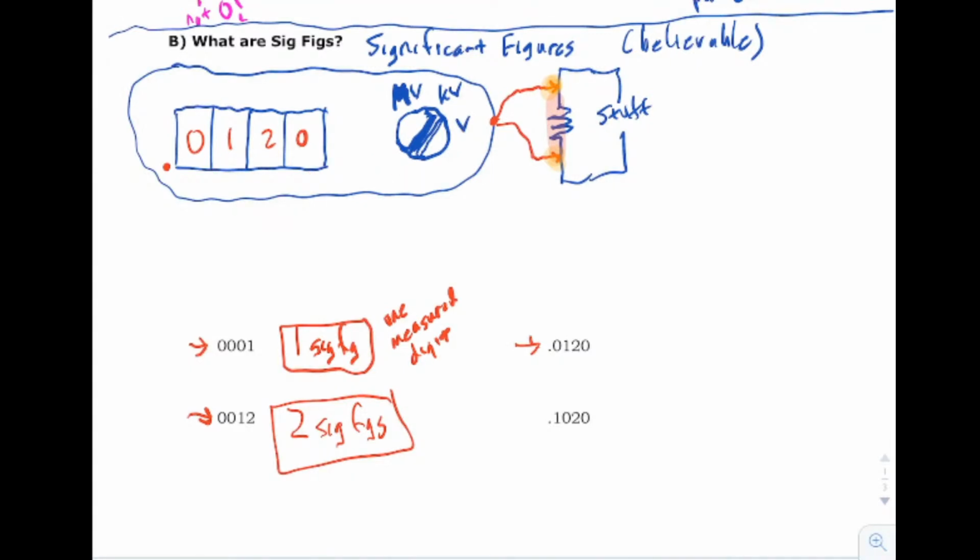But let's say that it happens to be that the decimal is right there. 0.0120. How many of those digits are measured? See if you can figure this out. I usually get all kinds of answers when I do this in class. It turns out the correct answer is 3 sig figs.